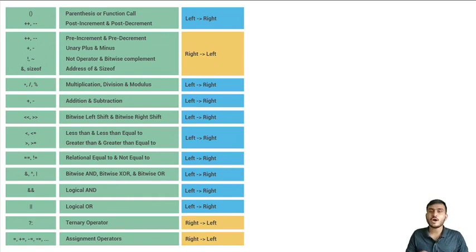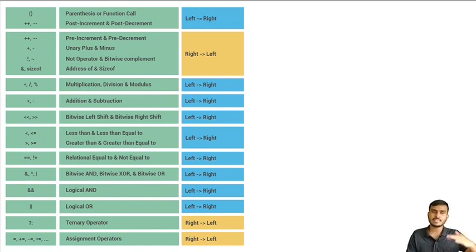Then in the second column there are names of those operators. And in the third column there is another thing; I'll talk about it later. For now, just ignore the extreme right column and look at the extreme left two columns. The operators at the very top have more precedence, so they have more priority.